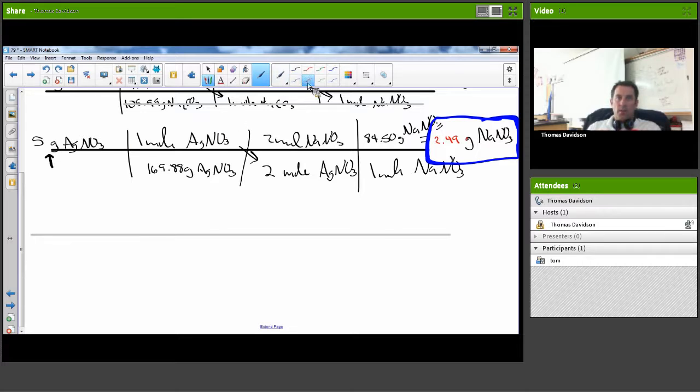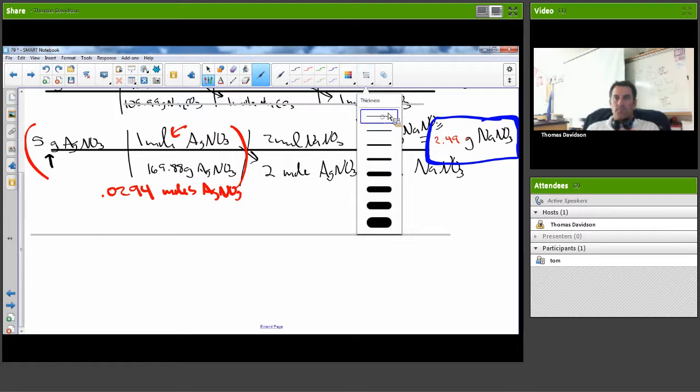This part of the picket fence is the same from now on. So I'm going to go ahead and find that answer. I have 5 and then 169.88. I divide that and I get 0.0294 as my mathematical value for that piece. Now the unit of that is what's here, moles, AgNO3. So I'm going to use that in all my picket fences from now on.